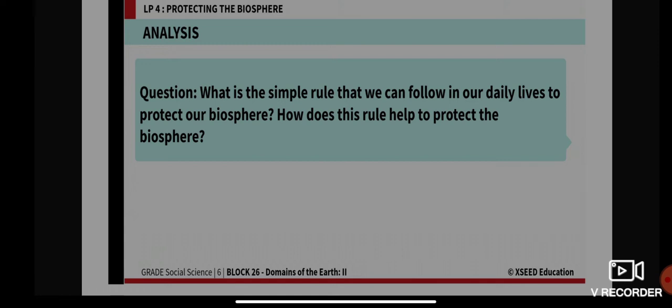So what is the simple rule that we can follow in our daily life to protect our biosphere, and how does this rule help to protect the biosphere?